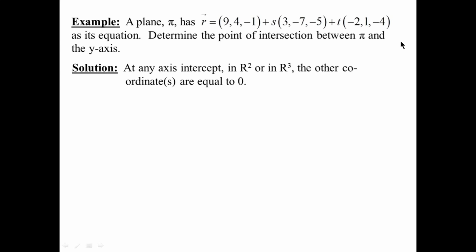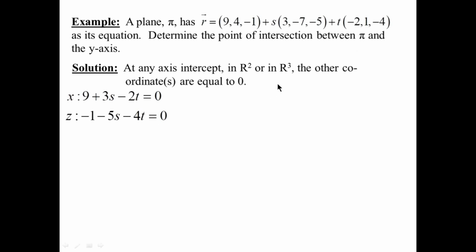Solution. At any axis intercept in R cross R, or in R cross R cross R, the other coordinates are equal to 0. So our x-coordinate will equal 0, and our z-coordinate will equal 0, because we want the y-intercept. Now if the x-coordinate is 0, then 9 plus 3s minus 2t equals 0. And if our z-coordinate equals 0, then negative 1 minus 5s minus 4t will equal 0.